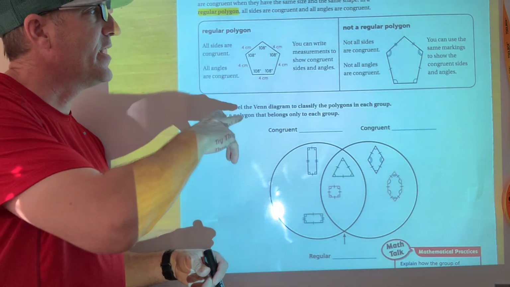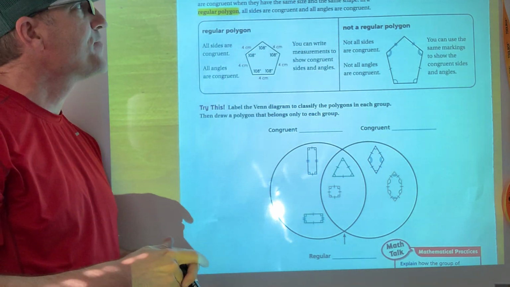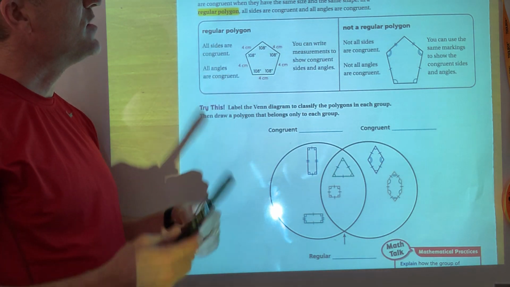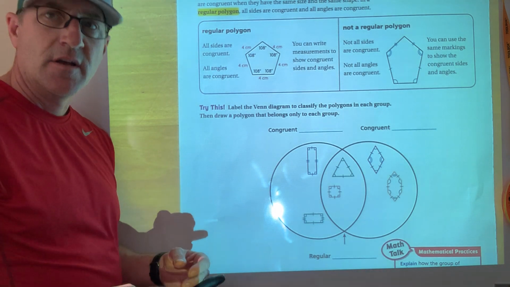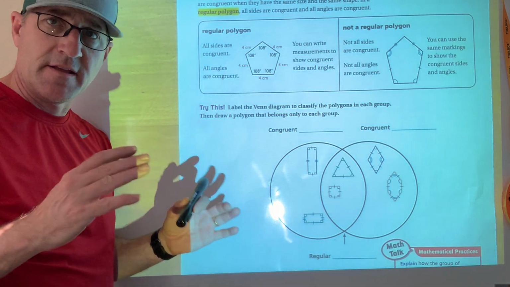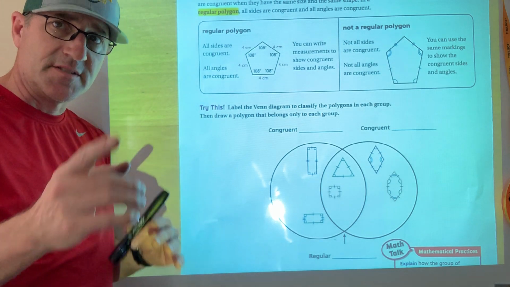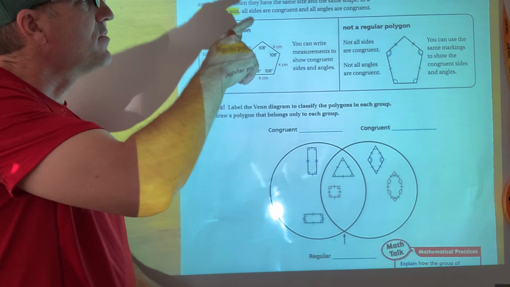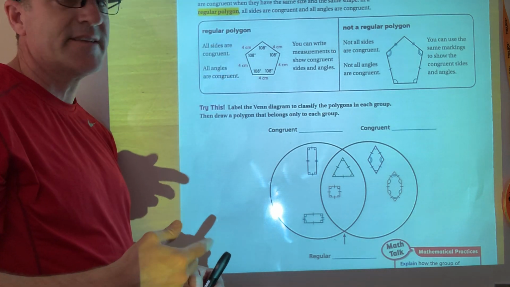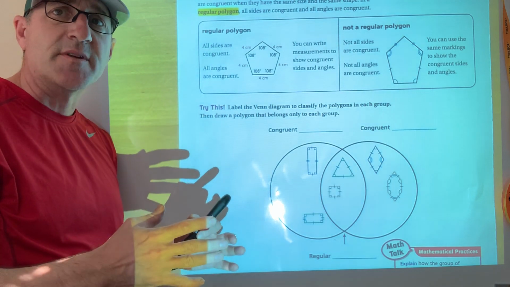We're going to talk about regular and not regular polygons, and we're going to classify these now in a different way. So regular polygons: when line segments have the same length or when angles have the same measure, they are congruent. Congruent is just a fancy word meaning they're the same measurement. Two polygons are congruent when they have the same size and the same shape. That makes sense, right? Same size, same shape, same measurements, they're congruent.